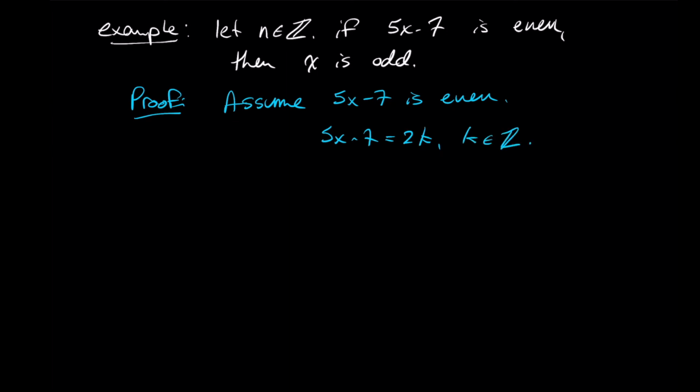And the goal is to show that x is odd in this case, so we would actually have to get x by itself. We'd have to add 7 divided by 5. It turns into a big mess. We actually can't do it this way. But what we could do is use the contrapositive.